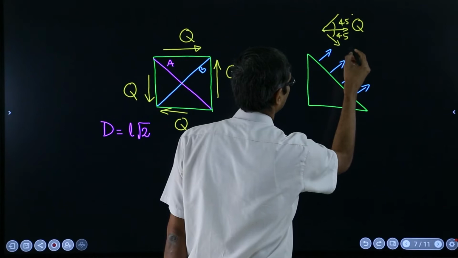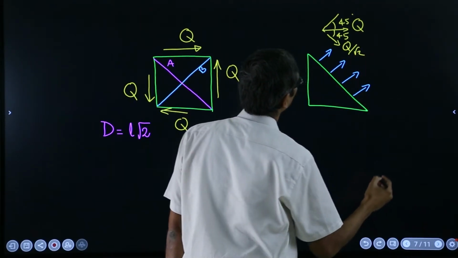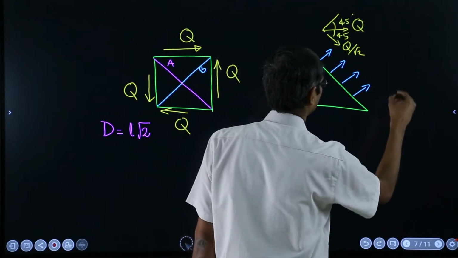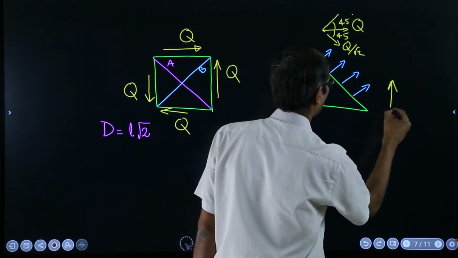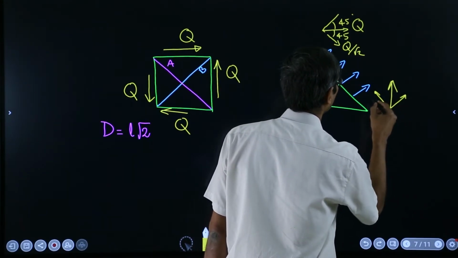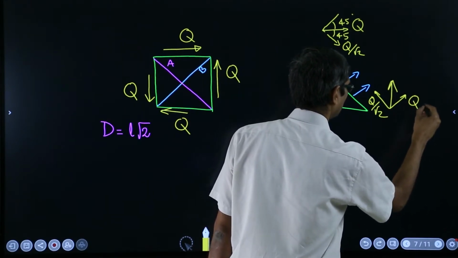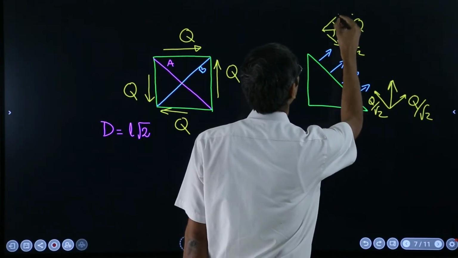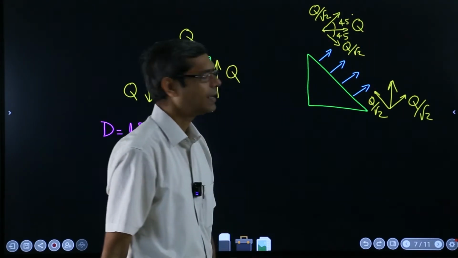Now, in this direction it is Q over root 2, and similarly for this Q which was acting here, I'll again have this and this. So, Q over root 2 and Q over root 2. Now, this also Q over root 2, right.